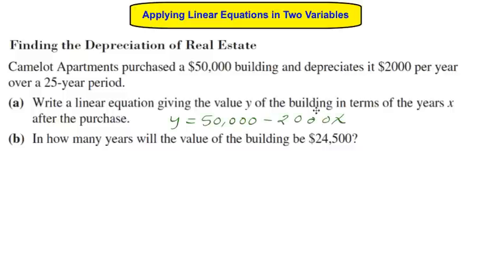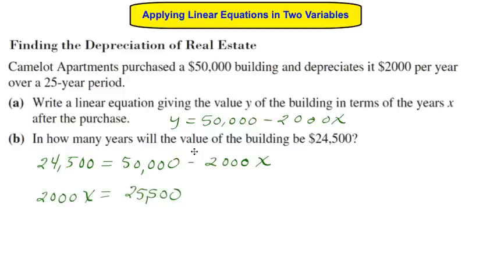That's a linear equation. In how many years will the value of the building be $24,500? So we're looking for the number of years, which is our x variable. So we're going to solve for x. And this number, 24,500, we're going to plug in for y. So let's go ahead and do that. And so now combining our like terms, we get 2,000x is equal to 25,500. Dividing by 2,000, we get x equals 12.75, which is 12 years and 9 months.